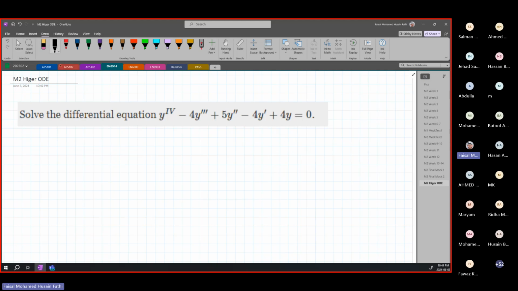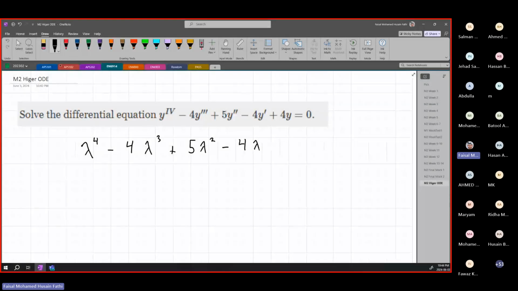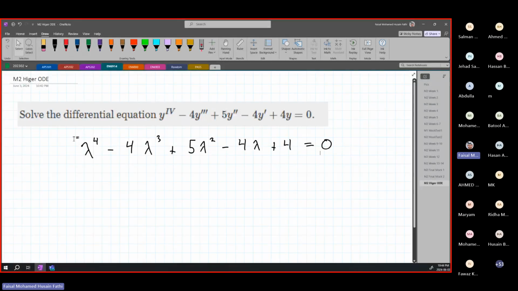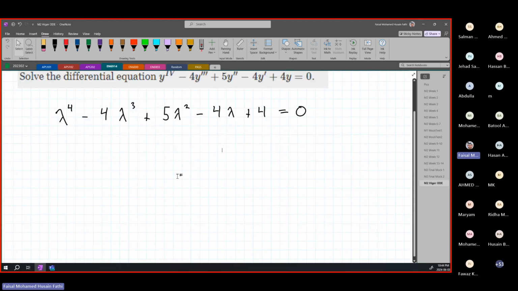So the first step, again, you're going to be doing your auxiliary equation, which is lambda to the power of 4 minus 4 lambda to the power of 3 plus 5 lambda to the power of 2 minus 4 lambda to the power of 1, which is just lambda, plus 4 is equal to 0. All right? This is going to be your very first step. In the example, it is solved in a different way. But again, you can solve this the same way using your guessing or assumptions and all of that.